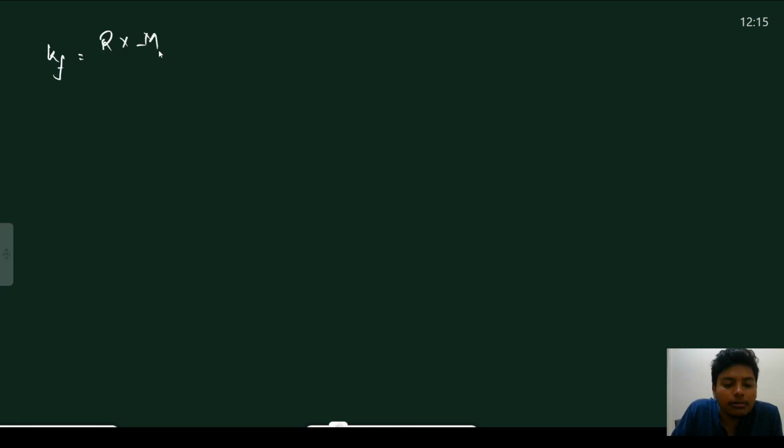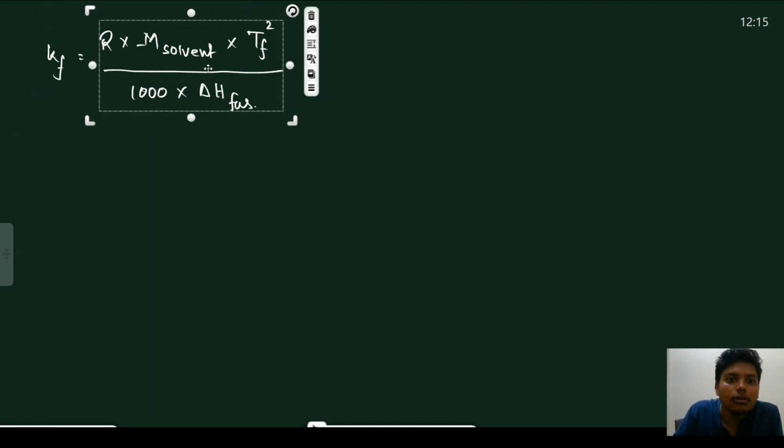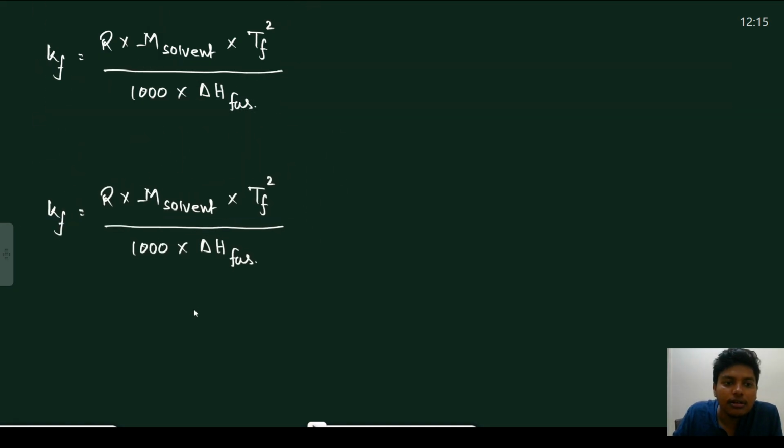So to calculate Kf, Kf is equal to R into m of solvent, the mass of solvent, into Tf, the boiling point square, divided by 1000 into delta H of fusion, the enthalpy of fusion. Clear or not? Okay, now what is this?